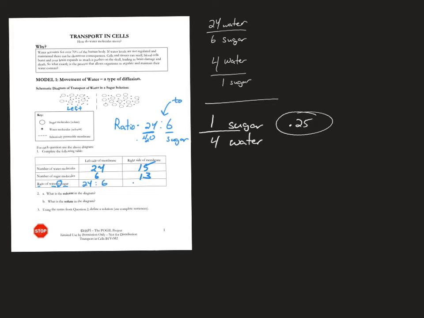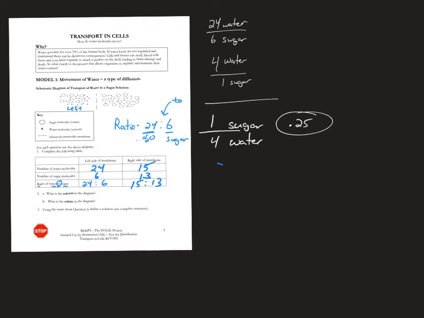Right? So now it's 15 to 13. So then you have to ask yourself, where is sugar the highest? Well, sugar is the highest here. But it's not about where sugar is the highest number. The question is, where is sugar the highest number relative to water? So where is the ratio higher? And it might still be the right side.